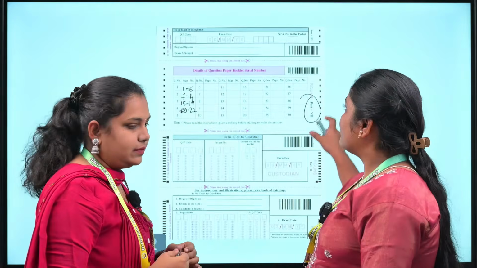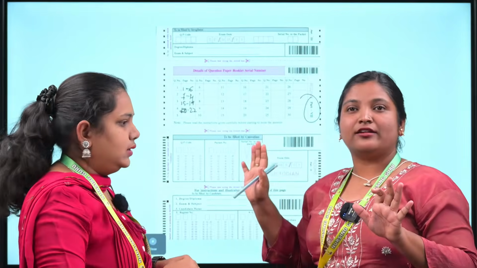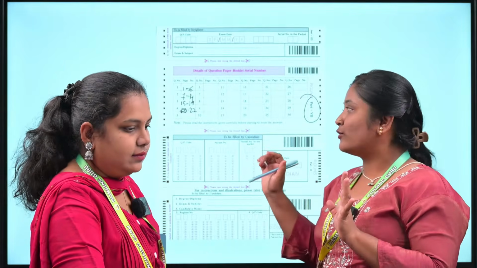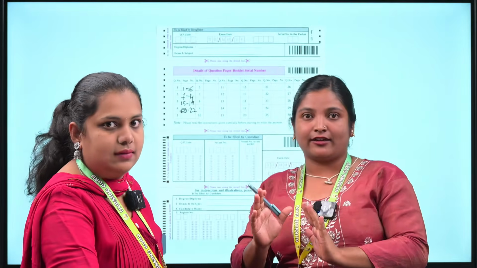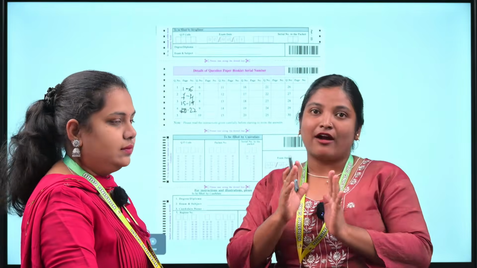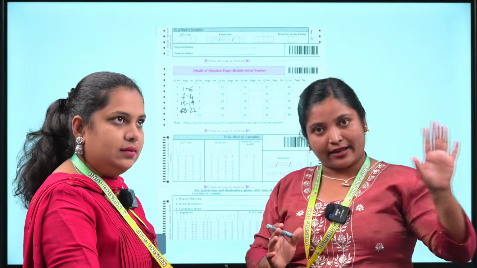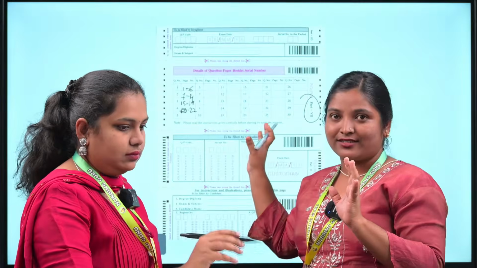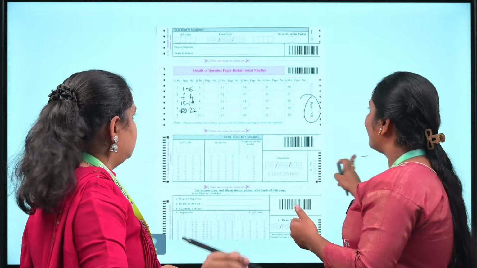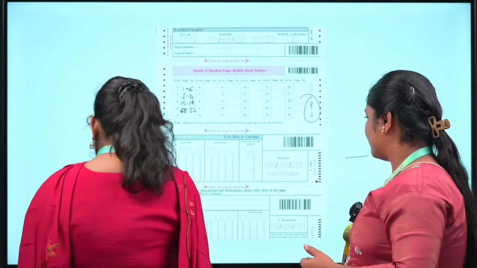So don't be confused about this part 7. Nothing, my dear students, you only have to be clear with your answer writing. How many pages you have used for the first question is enough. Don't be blank, and don't panic about this part 7. This is very easy, and our students are very intelligent. They will definitely do it.